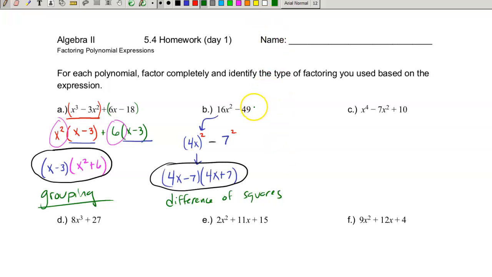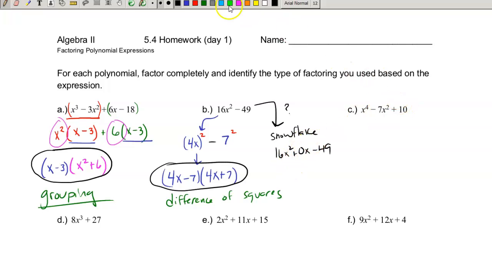An alternative method here, you could use Snowflake. You can always use Snowflake on a lot of these problems. So I'm not going to do this one, but you could use Snowflake, just a typical factoring, and just know that your middle term here is 0x. So you could do it like that, and that would be totally fine. And you'd get the exact same answer, and that would be a correct answer as well.